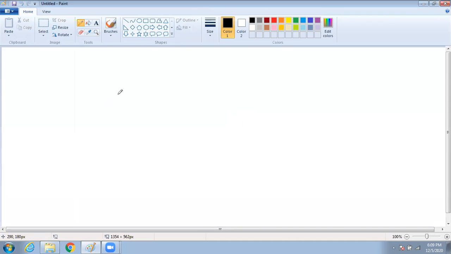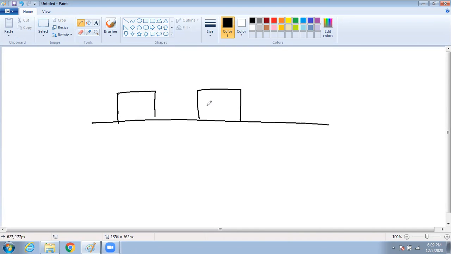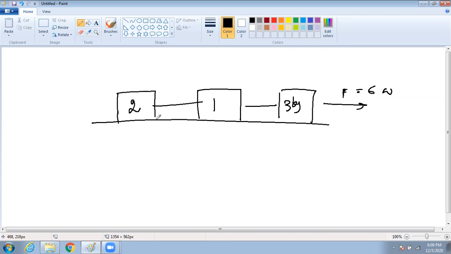Okay. Now one more problem. Very easy. Understand and then do. Don't hurry. 2 kg, 1 kg, and one more 3 kg. I am pulling with a force equal to 6 Newton. And obviously all are moving with acceleration A. So find the tension and find the acceleration. Only find the acceleration. That's it.